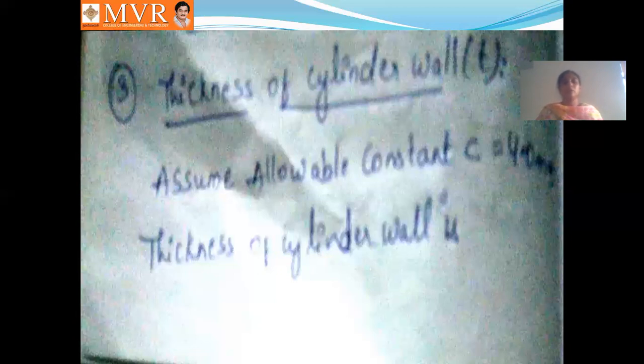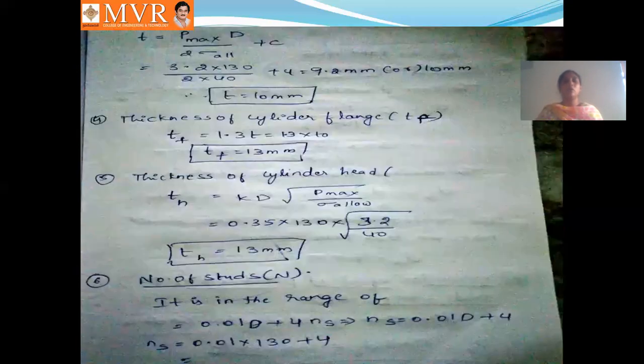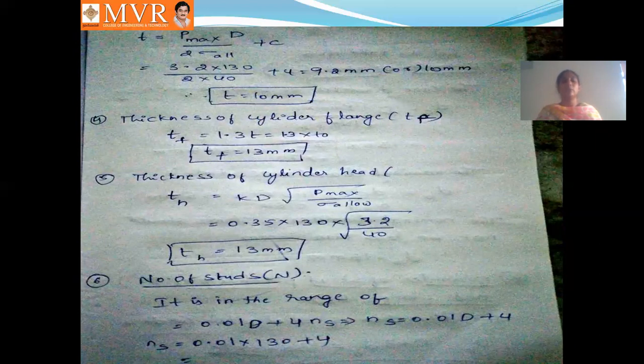Okay, next, thickness of cylinder wall, T. Assume allowable constant C is equal to 4 mm. How will we find out the thickness? The formula is available in the book, don't be confused. T is equal to P max into D by 2 sigma allowable stress, plus C. Substitute all the values, you will get the T value. T is equal to 10 mm.